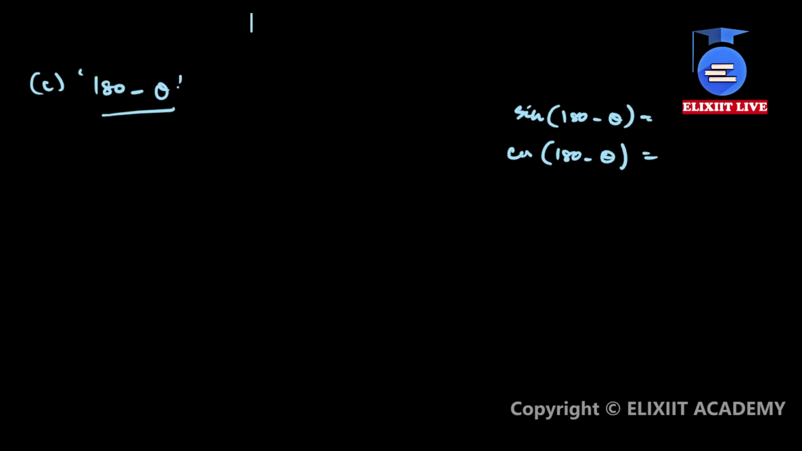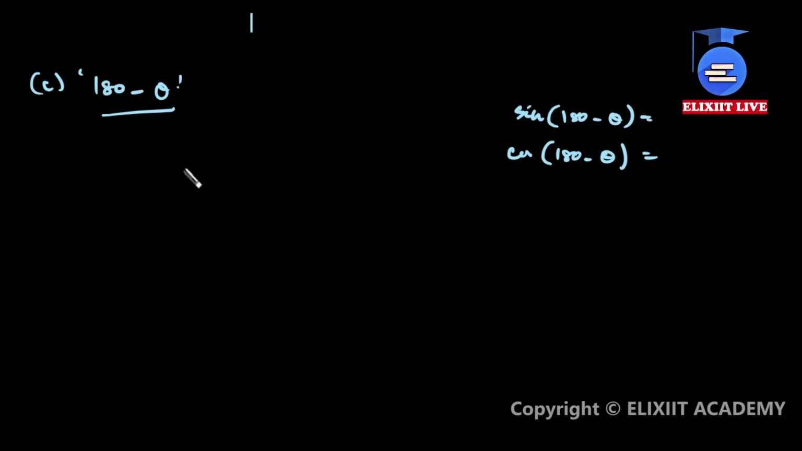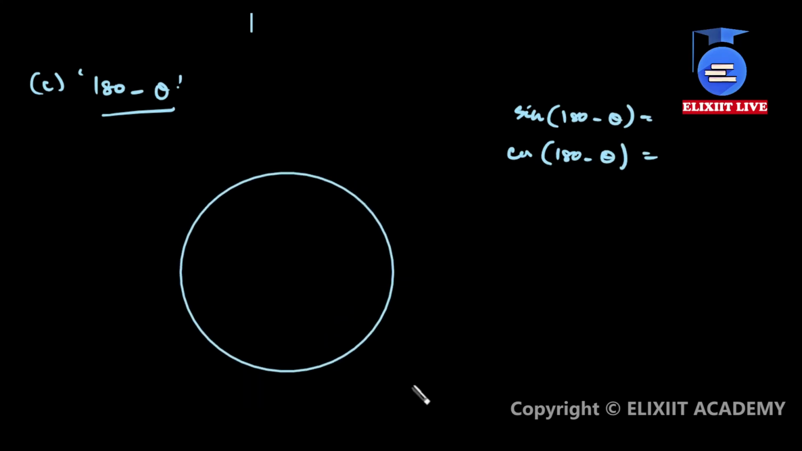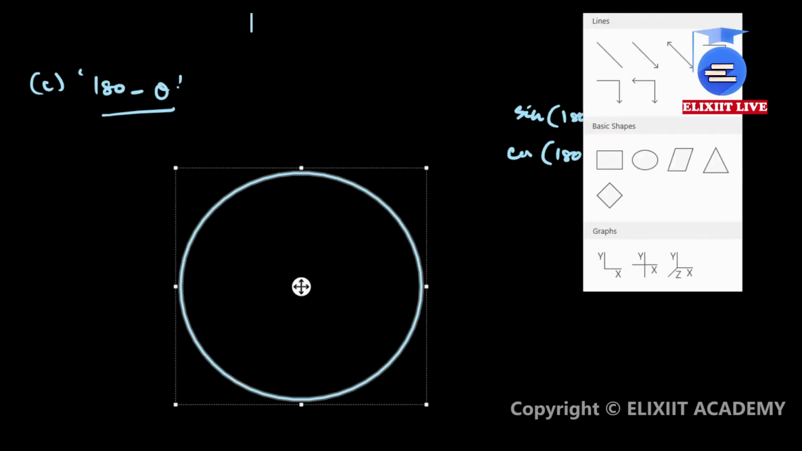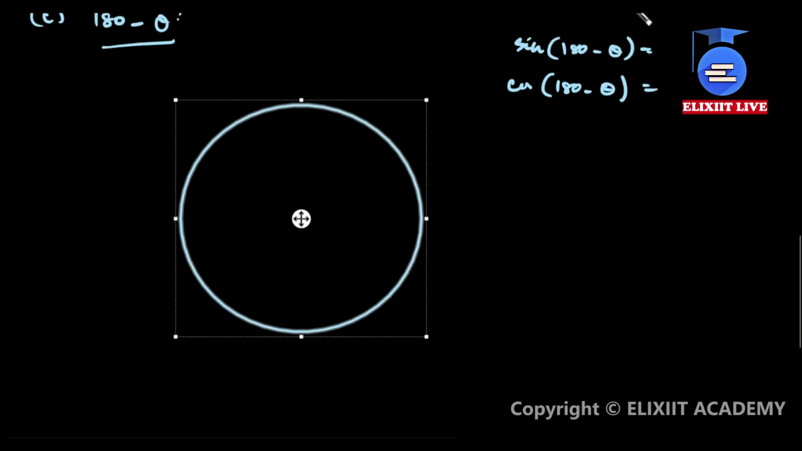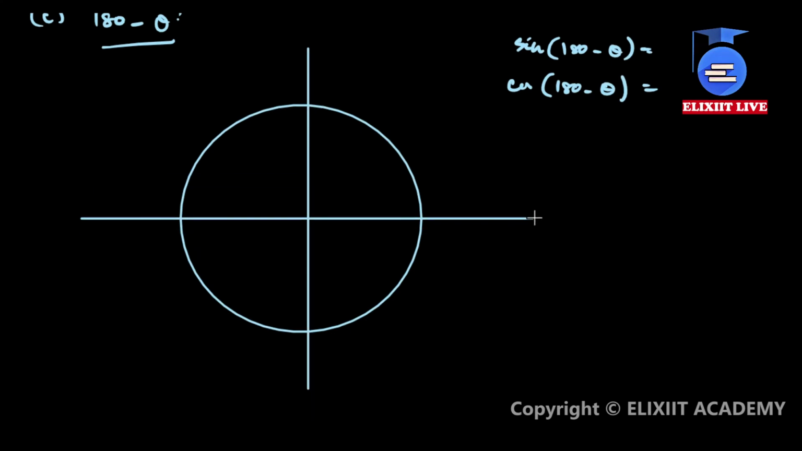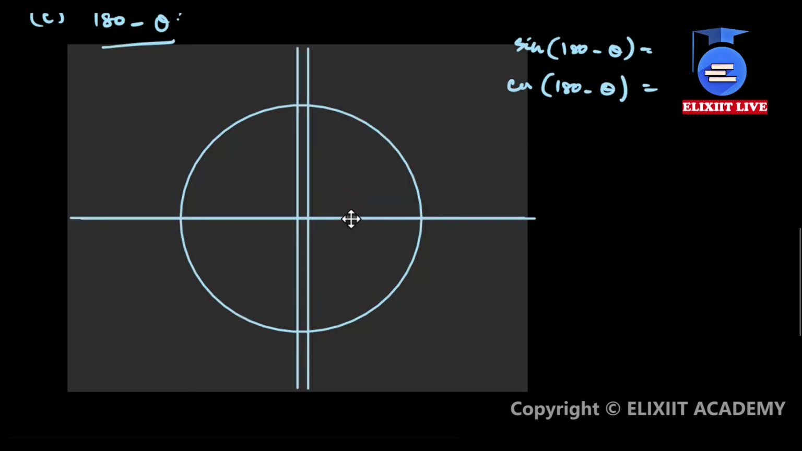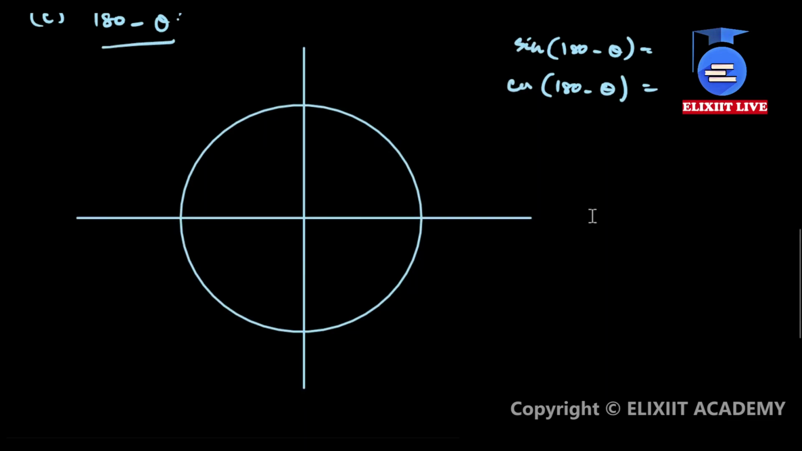First of all, again the same logic. Create a circle of radius r. Suppose I am taking a bigger circle for my convenience to draw. First of all, you need to locate where 180 minus theta is. How is 180 minus theta situated? This is what you need to figure out first.